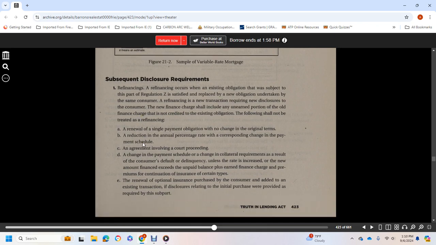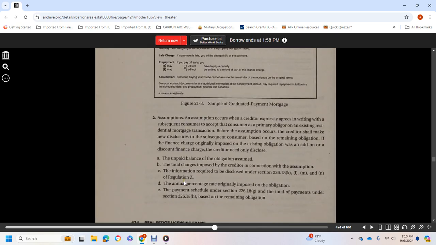A, a renewal of a single payment obligation with no change in the original terms. B, a reduction in the annual percentage rate with a corresponding change in the payment schedule. C, an agreement involving court proceedings. D, a change in the payment schedule or collateral requirements as a result of the consumer's default or delinquency, unless the rate is increased or the new amount financed exceeds the unpaid balance plus the unearned finance charge. Also, premiums for continuation of insurance of certain types, and renewal of optional insurance purchased by the consumer, are added to the existing transaction if disclosures relating to the initial purchase are provided as required by the subpart.